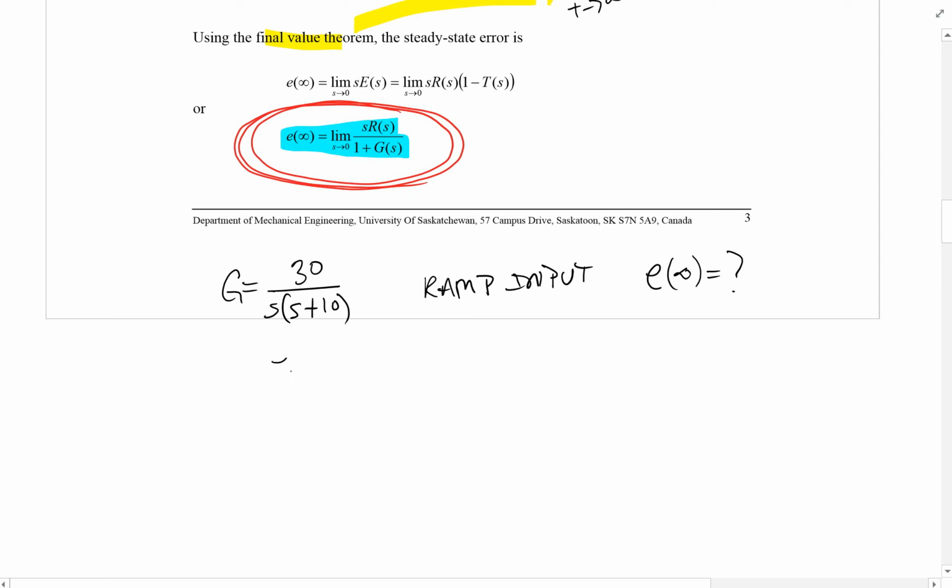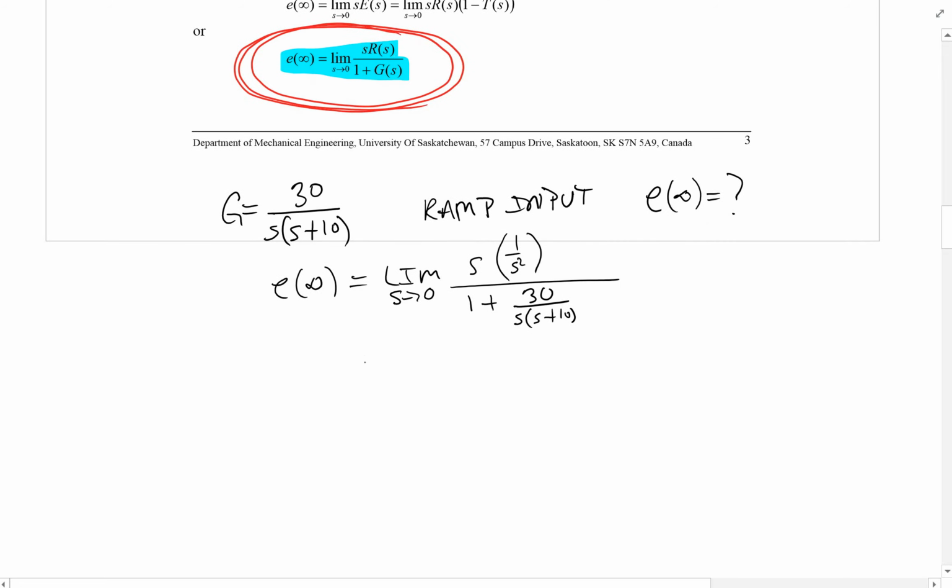We can say that e at infinity is equal to the limit, I'm just rewriting this equation, as s goes to 0 of s times R, and in this case our R is a ramp input, so that's going to be 1 over s squared. We talked about that just a minute ago. And then we're going to have 1 over 1 plus our G, and our G in this case is just 30 over s plus 10. Okay, so that's our equation that we need to solve to find out what this error is.